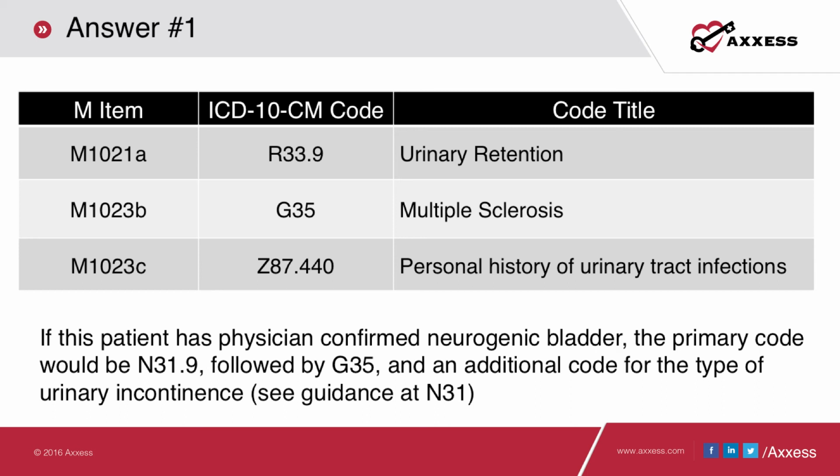R33.9, urinary retention, followed by G35, which is multiple sclerosis, and then you have a status code for Z87.440 for the personal history of urinary tract infections. If this patient has a physician-confirmed neurogenic bladder, your primary code would then be N31.9 followed by G35, and an additional code for the type of urinary incontinence would also be needed, and you'll find that guidance at N31.